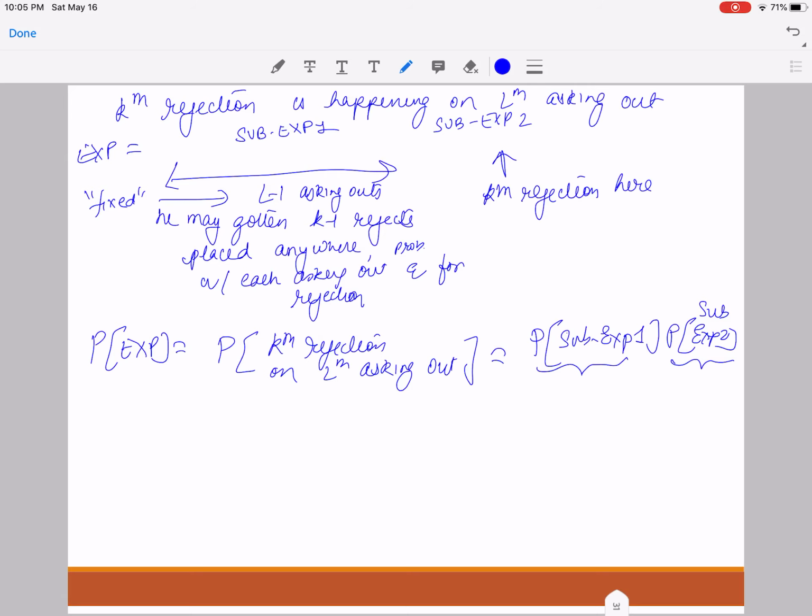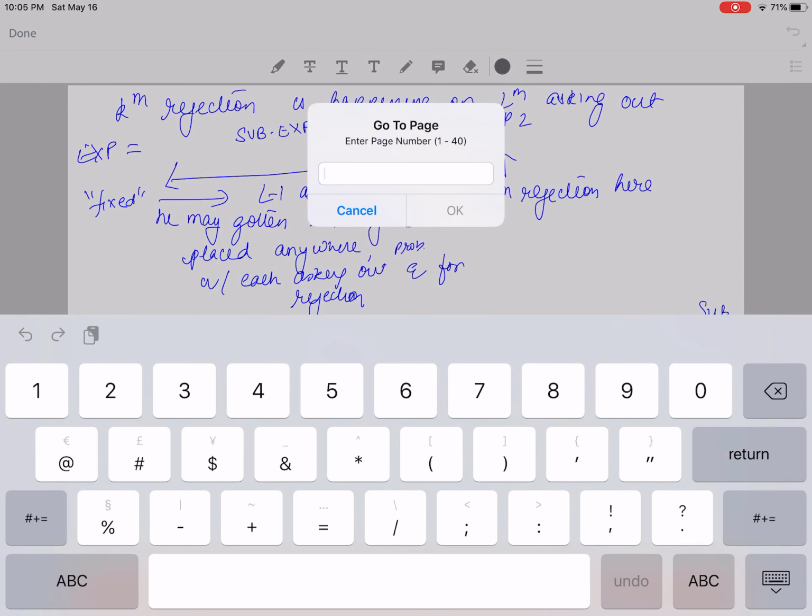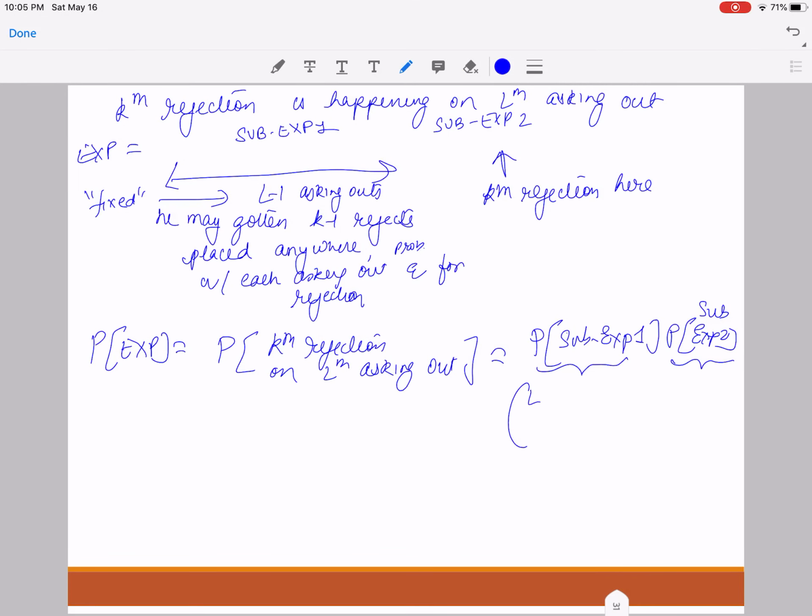So I can use the binomial PMF to find the probability of sub-experiment 1. I have L minus 1 askings out, and I get K minus 1 rejects. Q is the probability of a rejection. So Q to the K minus 1 in the numerator, in the power term, times 1 minus Q to the L minus 1 minus (K minus 1). So that's the probability of sub-experiment 1.